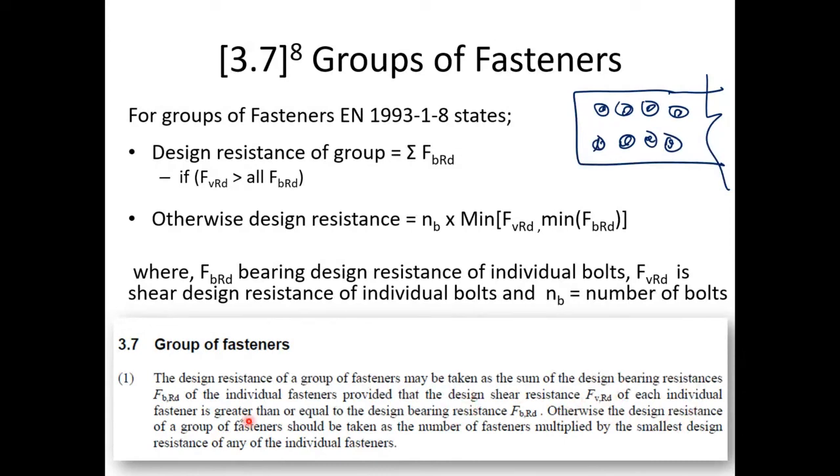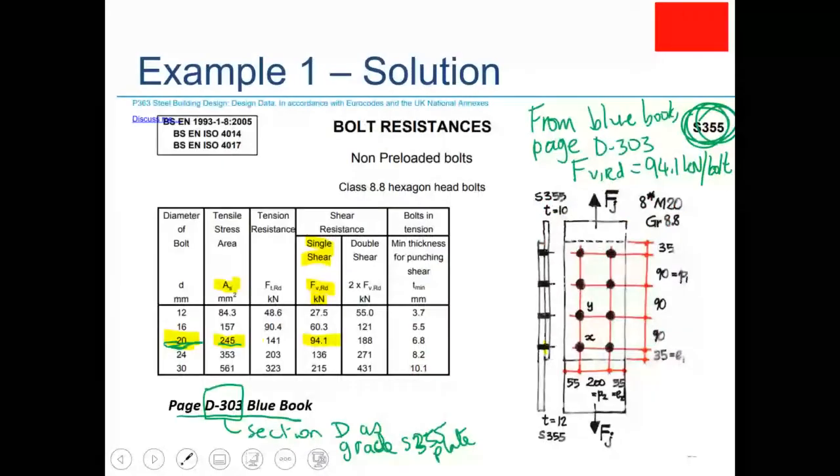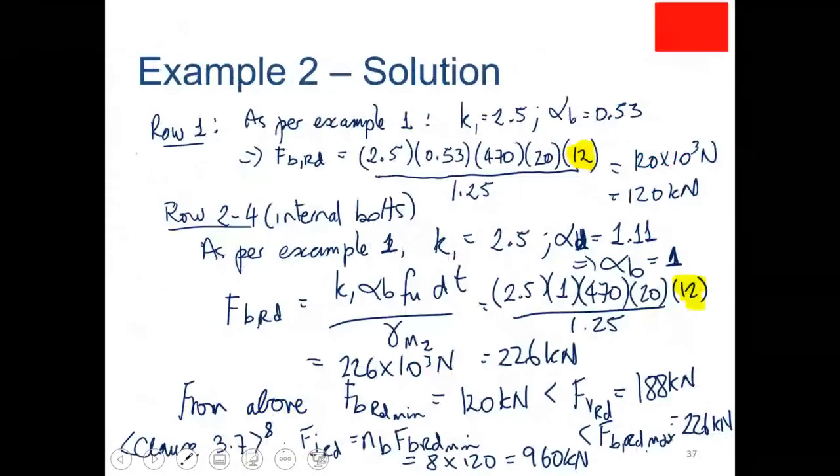So it says otherwise the design resistance of a group of fasteners should be taken as the number of fasteners, in our case we have 8, multiplied by the smallest design resistance of any of the individual fasteners. So that's what we've done in the example here. Okay, so 8 fasteners multiplied by the smallest of all of the resistances, and the smallest value of all of these 3 is the 2 edge fasteners, which have a bearing resistance of 120 kilonewtons. Okay, any questions on that? No? Okay.